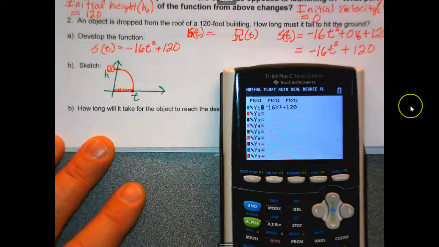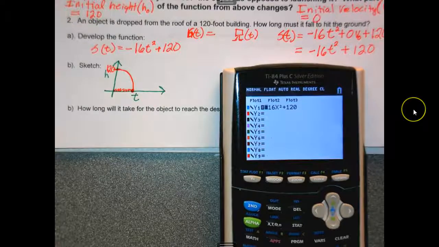All right. So I typed in negative 16. I have to use x because we don't have a t on it. Well, we do, but it's hard to get to. So negative 16x squared plus 120, right? Everybody got that on their calculators?